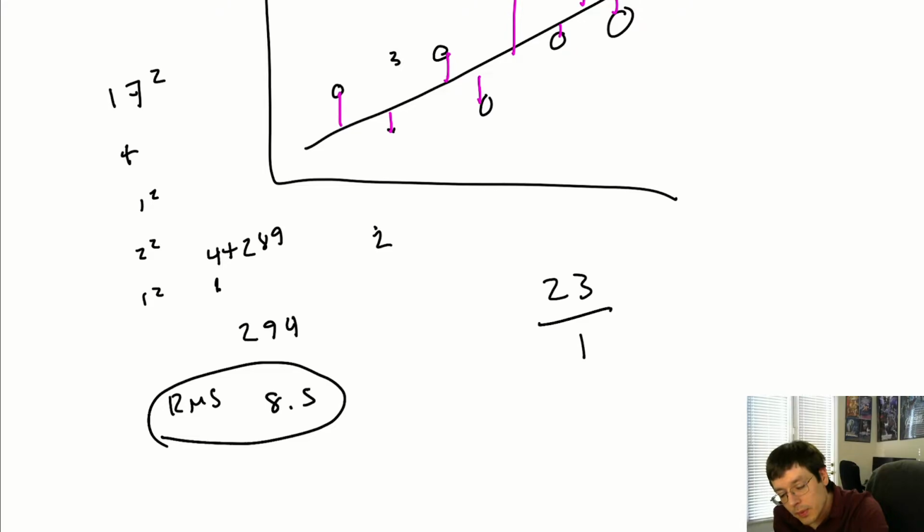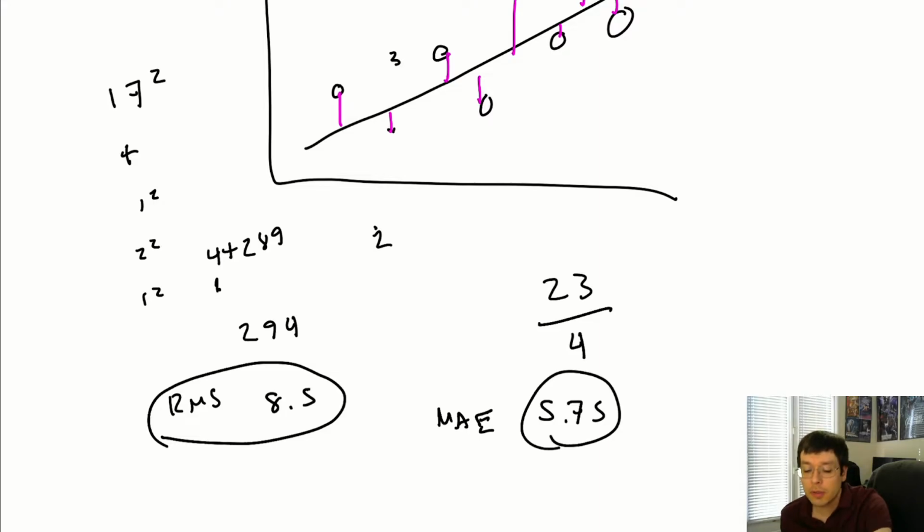Over here, when I take the average of that, so 23 divided by 4, that's 5.75. I should have done that in my head, but oh well. That is going to be your mean absolute error. You can see that this is a smaller number than this. This is much higher because of the outlier, whereas here it's not as high.